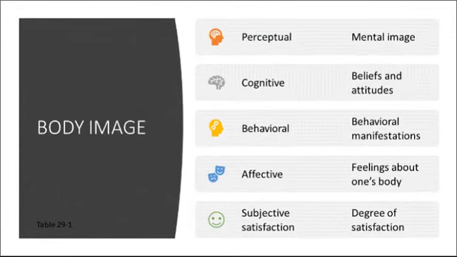Body image. Table 29.1 is a nice little chart on body image, and I broke up and took the key pieces. Perceptual is your mental imaging, cognitive is belief and attitudes, behavioral is behavior manifestations, affective is feelings about one's body, subjective satisfaction is your degree of satisfaction. Very, very clear, precise there for you.